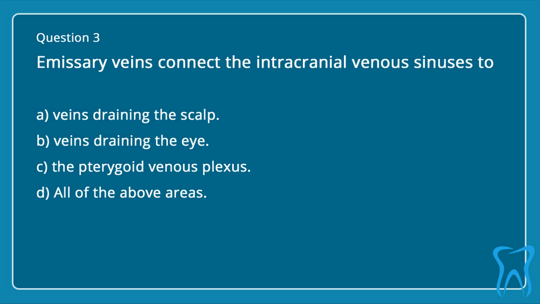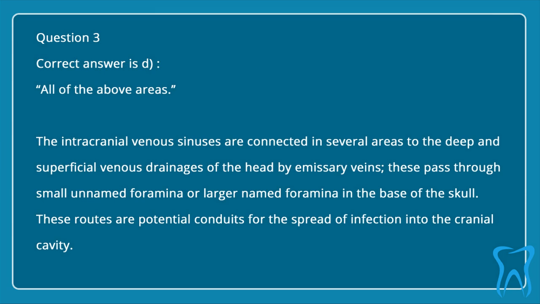Question 3. Emissary veins connect the intracranial venous sinuses to A. veins draining the scalp, B. veins draining the eye, C. the pterygoid venous plexus, D. all of the above areas. Correct answer is D. all of the above areas.